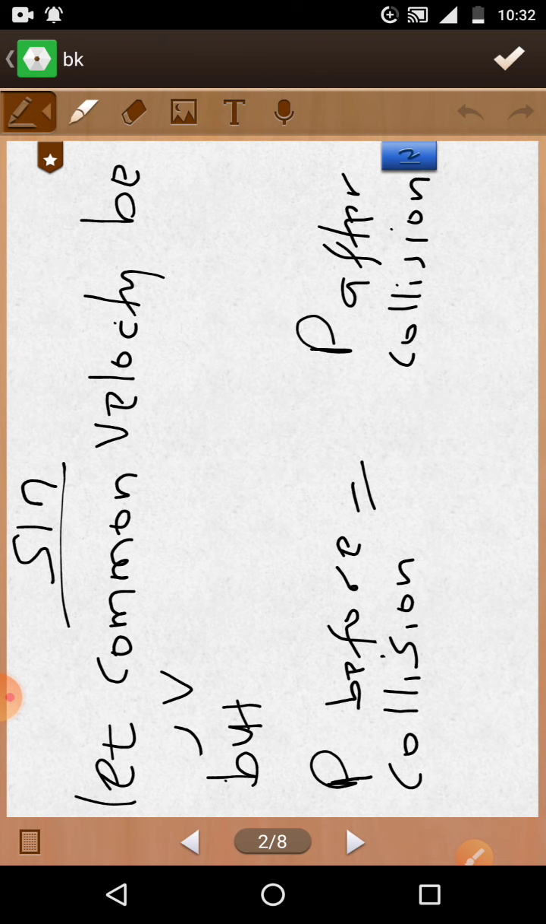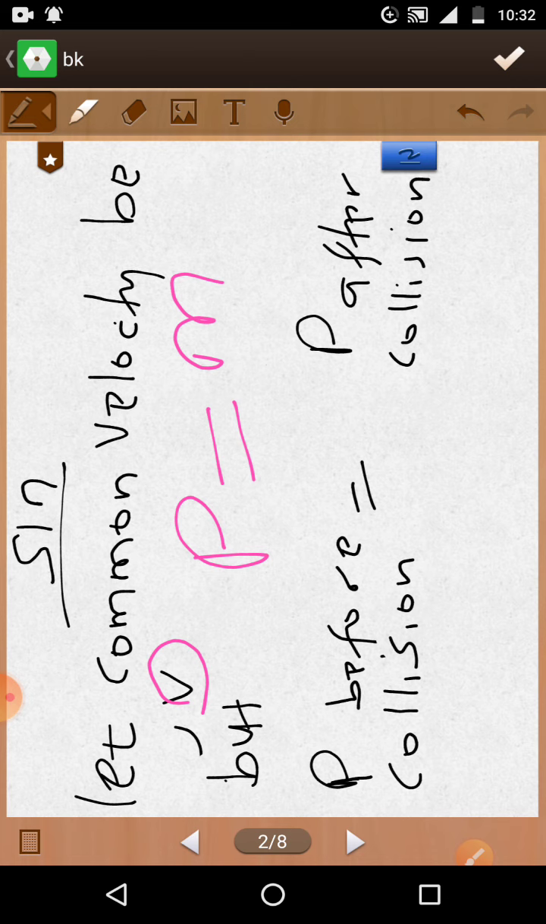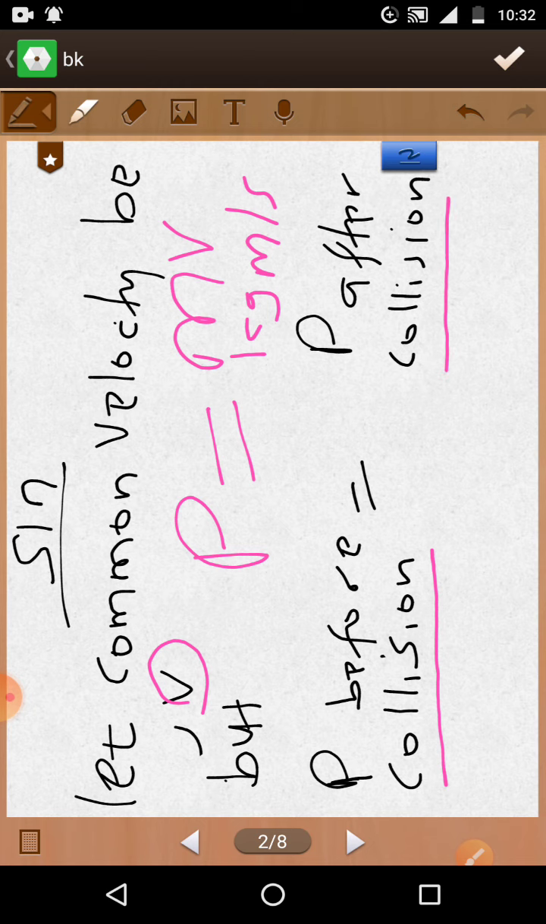In order to obtain the common velocity, let's assume that the common velocity is v, and we all know that momentum p is always given as the mass of the body times the velocity. The unit for mass is kilogram, and the SI unit for velocity is meters per second. So the SI unit for momentum is kilogram meters per second. For every collision, momentum is always conserved, so momentum before collision should be equal to momentum after collision. So let's now find the common velocity v required in the equation.